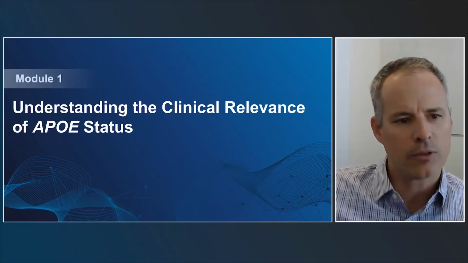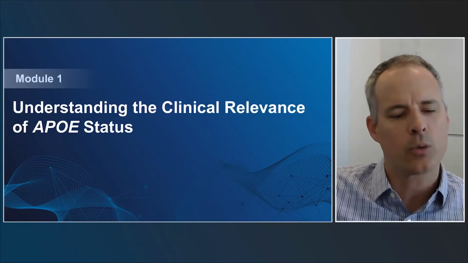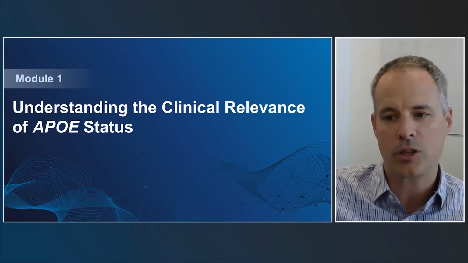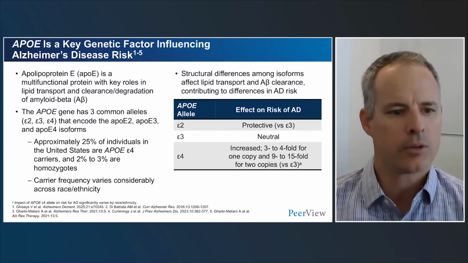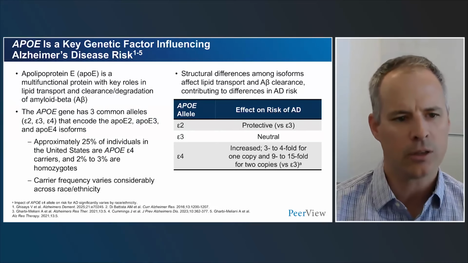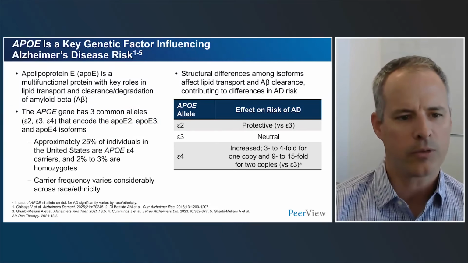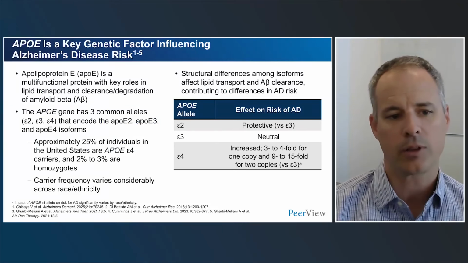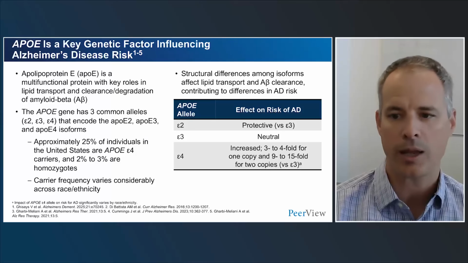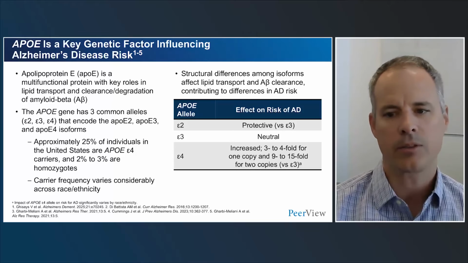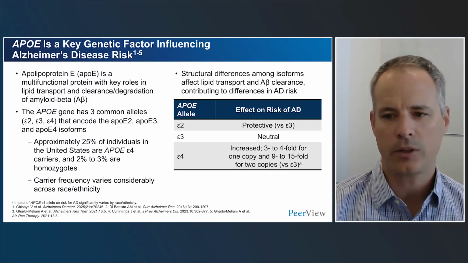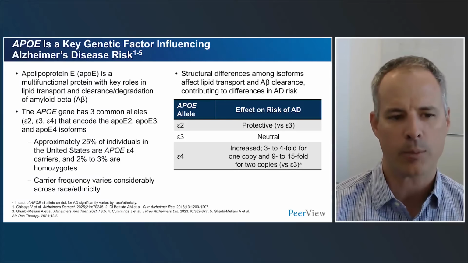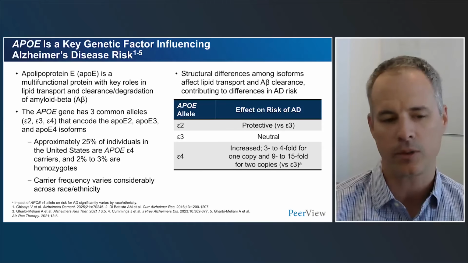So let's get started by understanding the clinical relevance of APOE genotype status. Apolipoprotein E, which is encoded by the APOE gene, is a multifunctional protein that's involved in lipid transport, both in the brain and in the periphery. It has a multitude of different functions, but it has been closely tied to the clearance and degradation of amyloid beta protein in Alzheimer's disease.